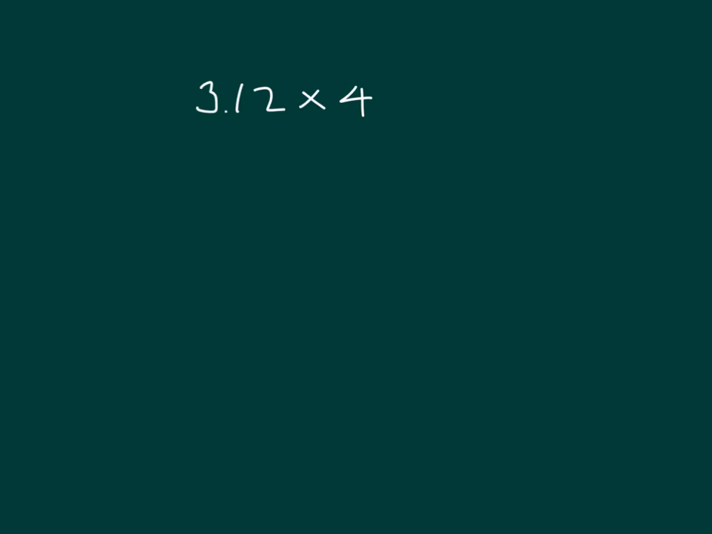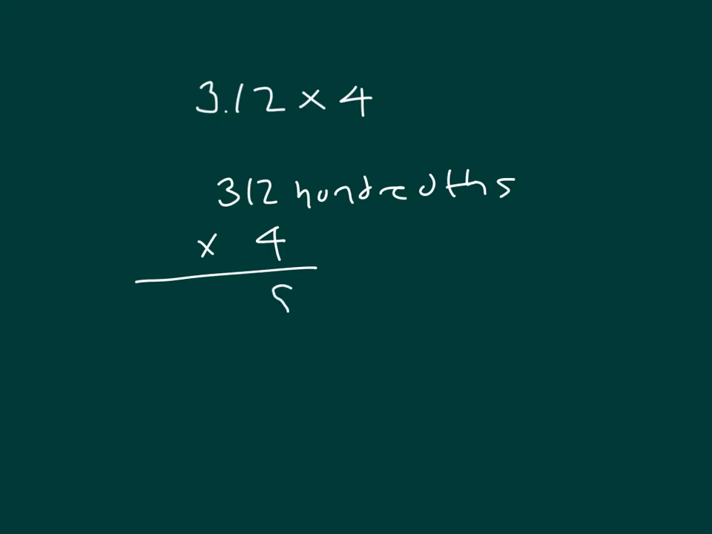Let's use hundredths now to rename 3 and 12 hundredths. That'd be equal to 312 hundredths. And we're still multiplying by 4. 4 times 2 is 8, 4 times 1 is 4, and 4 times 3 is 12. So I have 1,248 hundredths. And to place my decimal point, well, this is close to 3. 3 times 4 is 12. So our decimal number is 12.48.